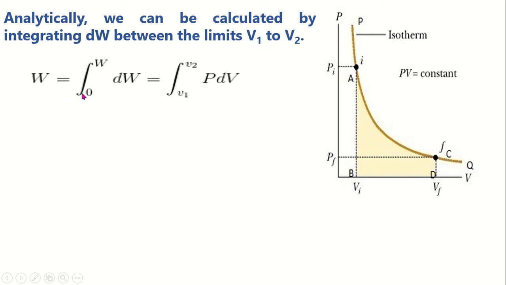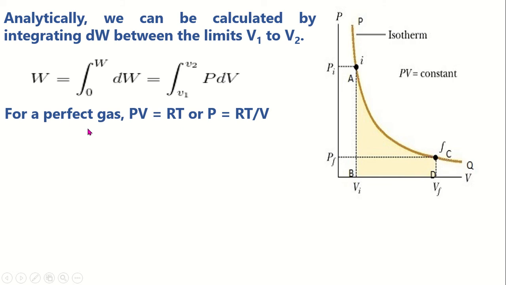So W equals the integration from 0 to W of dW, which equals the integration from V1 to V2 of PdV. You know dW equals PdV. So we put the value of dW here, PdV, and the volume changes. The lower limit of the volume is V1 and the upper limit of the volume is V2.